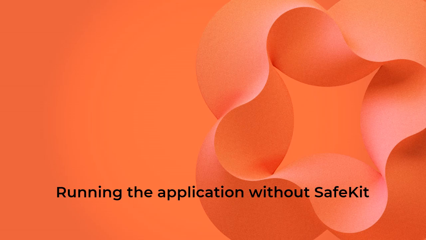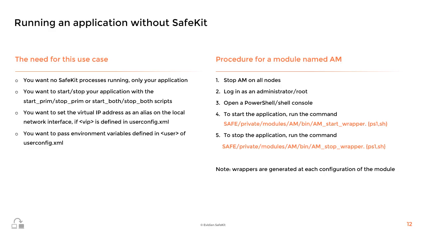Let's now explain how to run an application integrated inside SafeKit, but without the SafeKit runtime. Let's first discuss the need for this use case. You want no SafeKit processes running, only your application. You want to start or stop your application using the start prim and stop prim scripts in a mirror module or the start both or stop both scripts in a farm module.